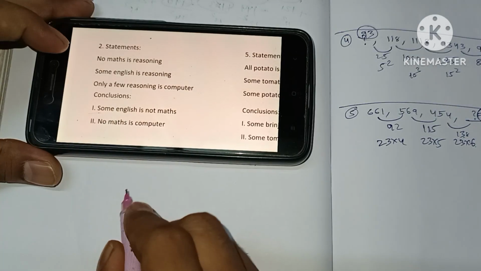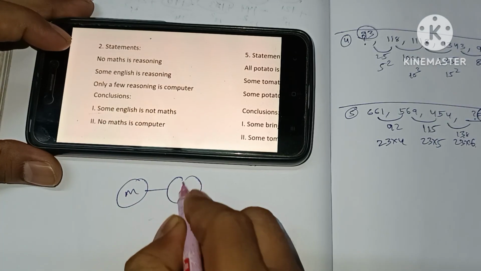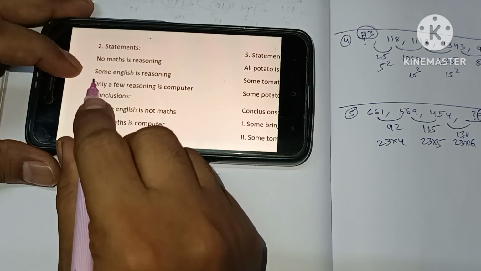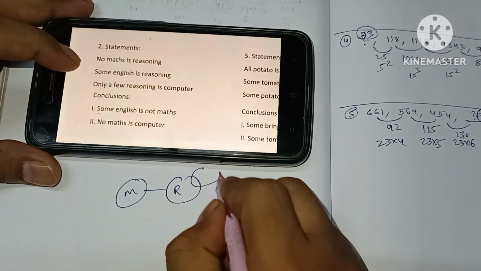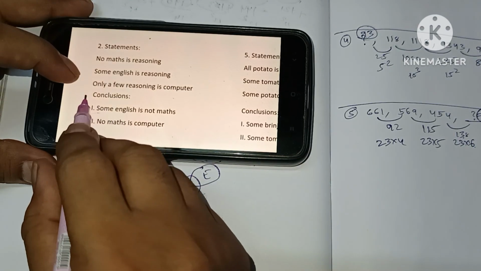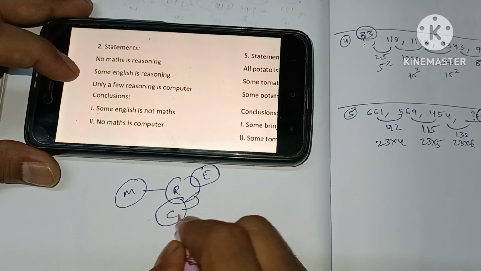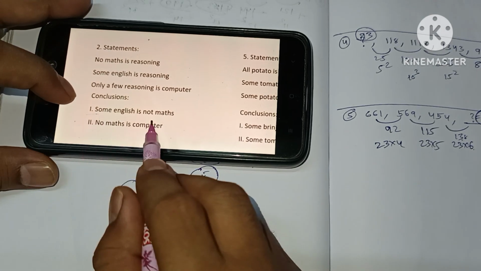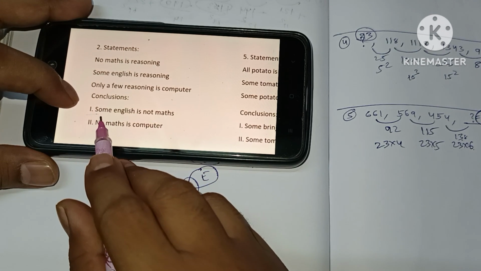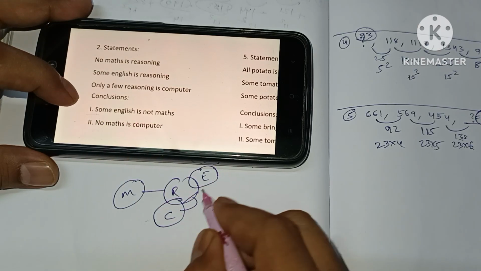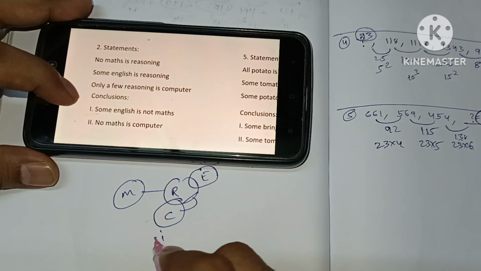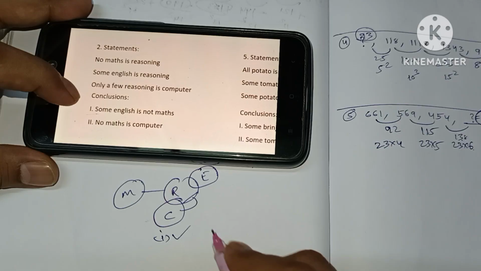Second question. No maths is reasoning. Some English is reasoning. Only a few reasoning is computer. Conclusions. Some English is not maths. We'll check if all English can be maths. All English can be placed inside maths. No, all case fails means some not case will be true.